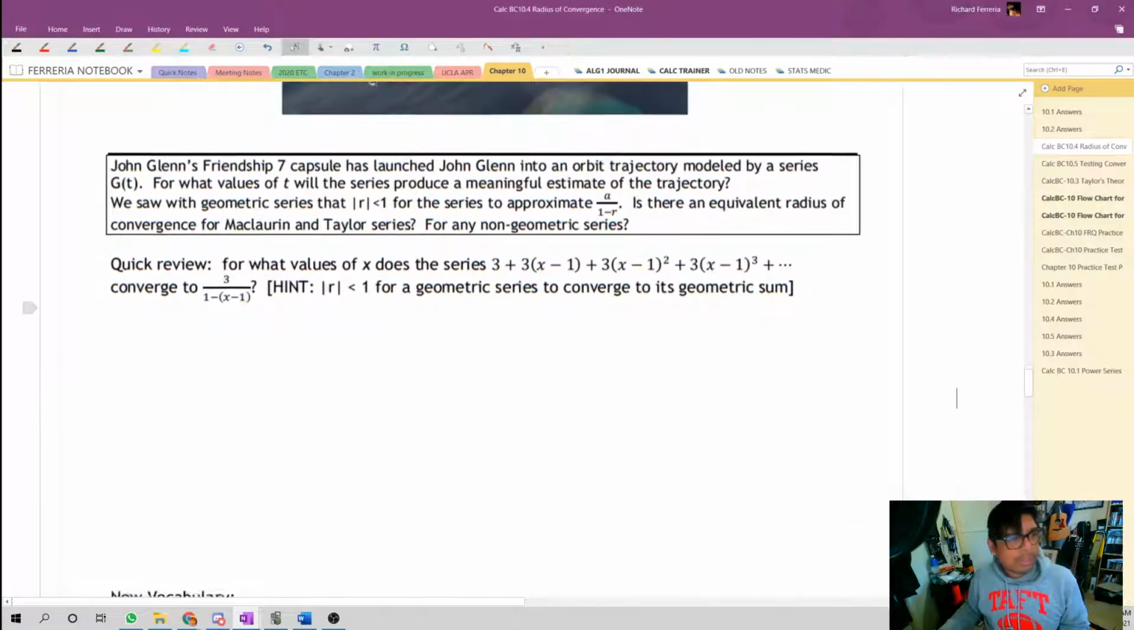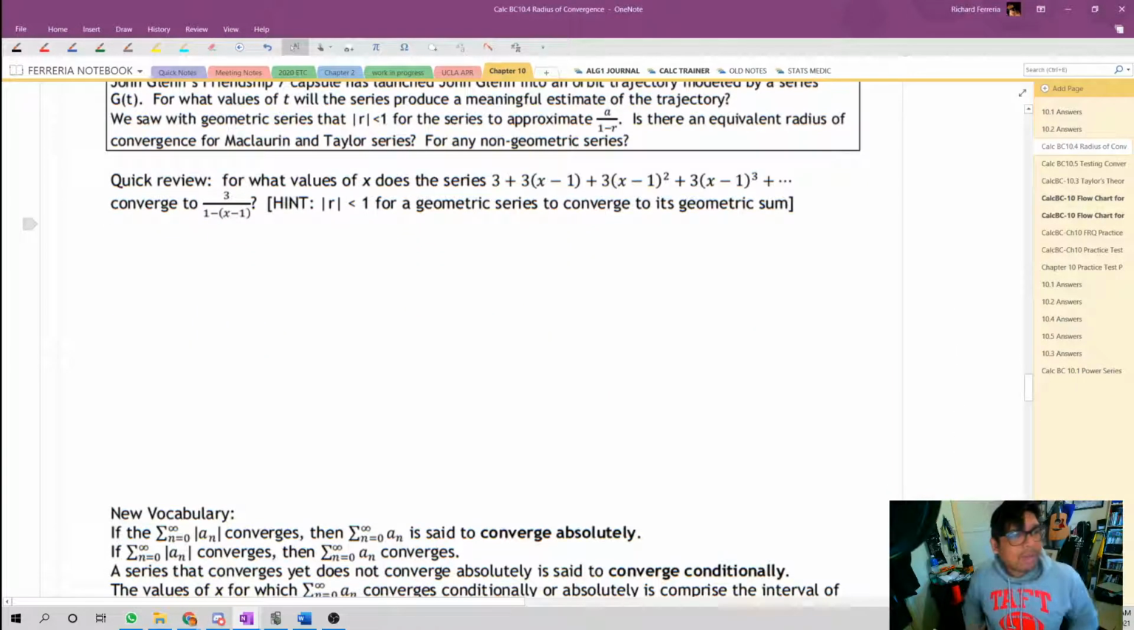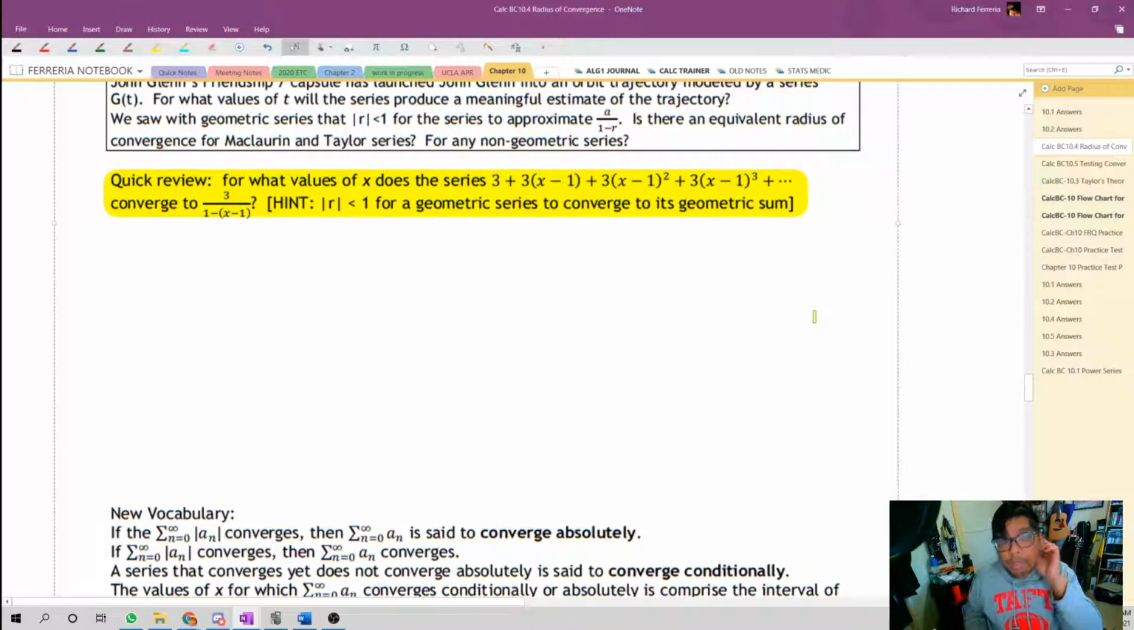We're going to take a look at this quick review: for which values of x does this series, 3 plus 3(x minus 1) plus 3(x minus 1) squared, and so on, converge to the geometric sum 3 over 1 minus the quantity x minus 1? With a very quick review: if this is a geometric series, and it is, it's going to converge to its geometric sum only if the absolute value of the ratio is less than 1.